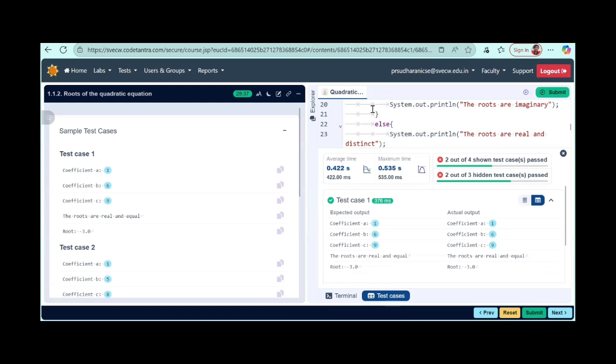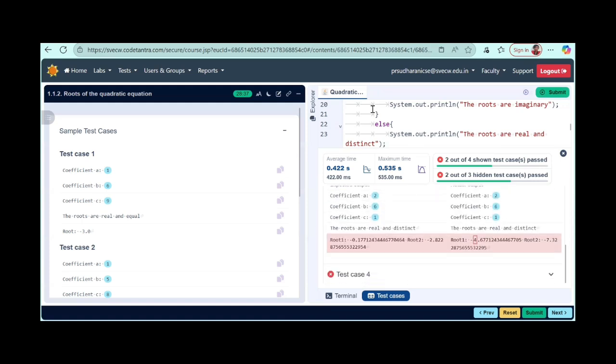I hope this video is helpful to you. This is how we find the roots of the quadratic equation.